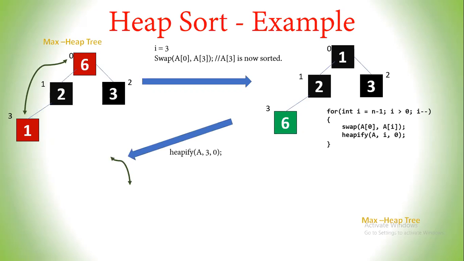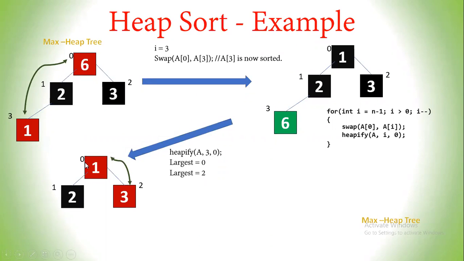And then we call heapify. I is now 3, heapify A3, 0 on the root node of the resulting tree. This is the resulting tree: 1, 2, 3. So heapify A3, 0 is called. So the largest is first set to 0. Then it will be checked against this one. Sorry, largest is made here 1.